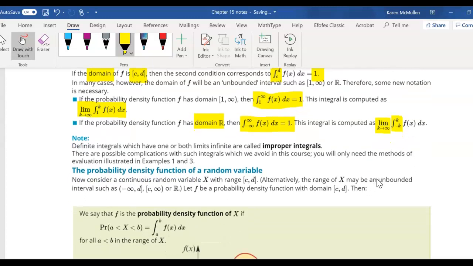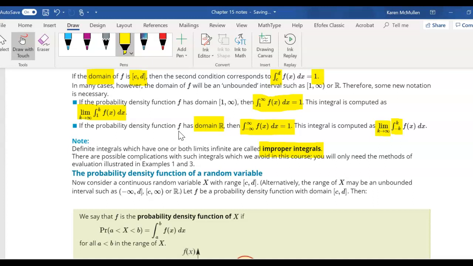All right, so definite integrals which have one or both limits infinite are called improper integrals. Okay, so we don't have a limit on these last ones that I highlighted with k, so they're called improper integrals. Okay, so there are possible complications with such integrals which we avoid here in methods, and you'll only need to use the methods that we look at in examples 1 and 3. Okay, so we'll look at them in this video.